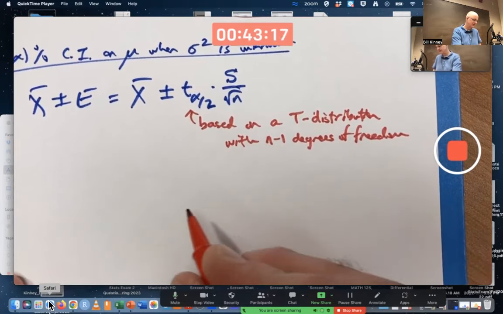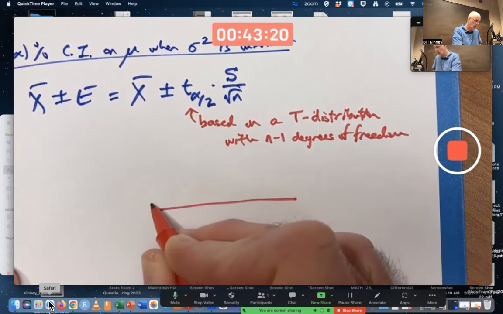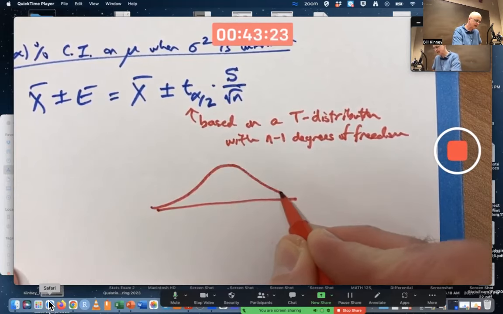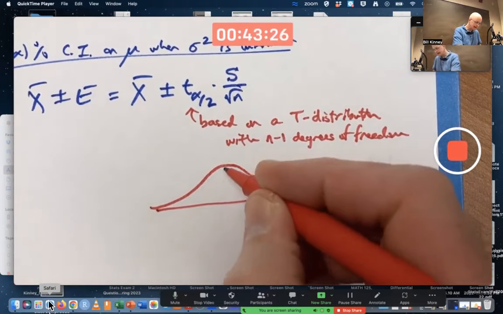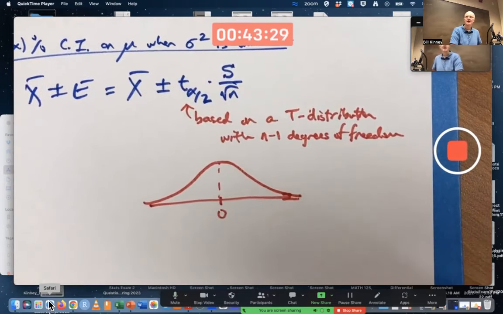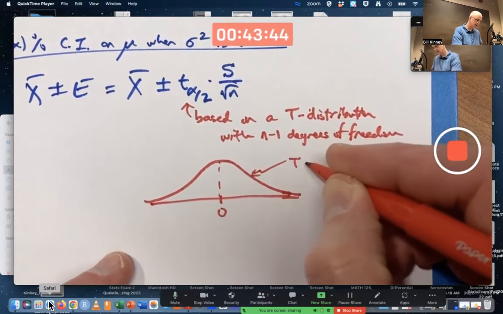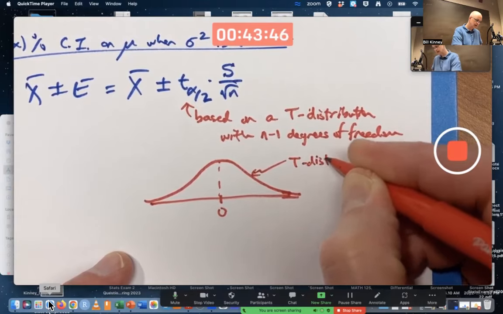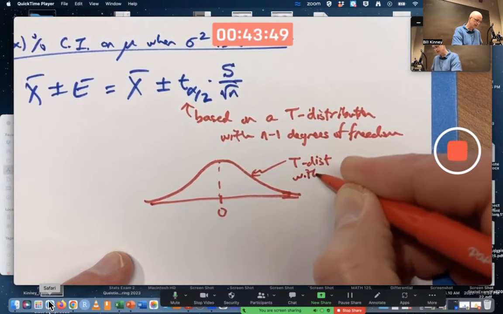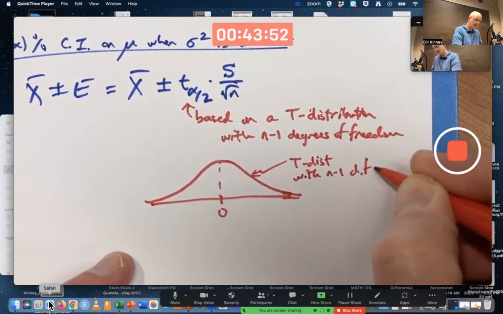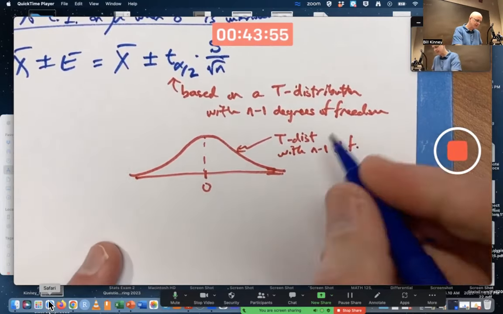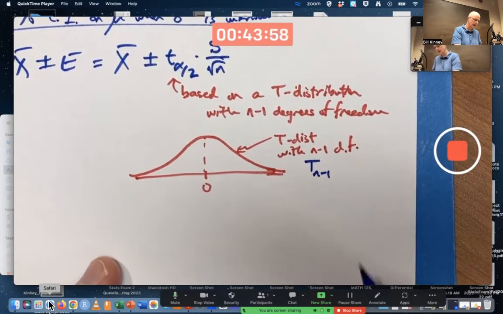What is a t distribution? It does look similar to a normal curve, in fact similar to a standard normal curve. It is centered at 0, but the standard deviation is not 1. It's bigger than 1, and it depends on the number of degrees of freedom. So this is a t distribution with, say, n minus 1 degrees of freedom. The shorthand for that is t sub n minus 1.